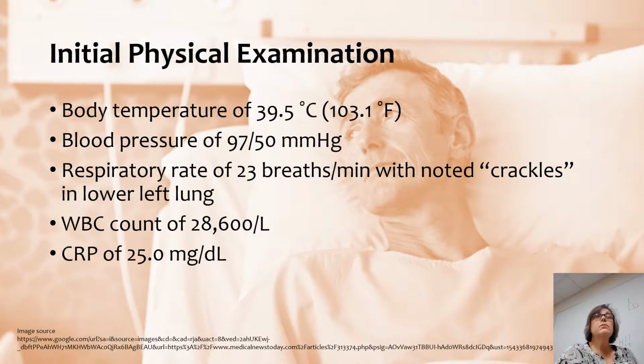Upon initial physical examination, he had a high fever of 103, blood pressure was 97/50, and he had a respiration rate of 23 breaths per minute with noted crackles in the lower left lung. His WBC count was elevated at 28,600, and he did have a high CRP of 25.